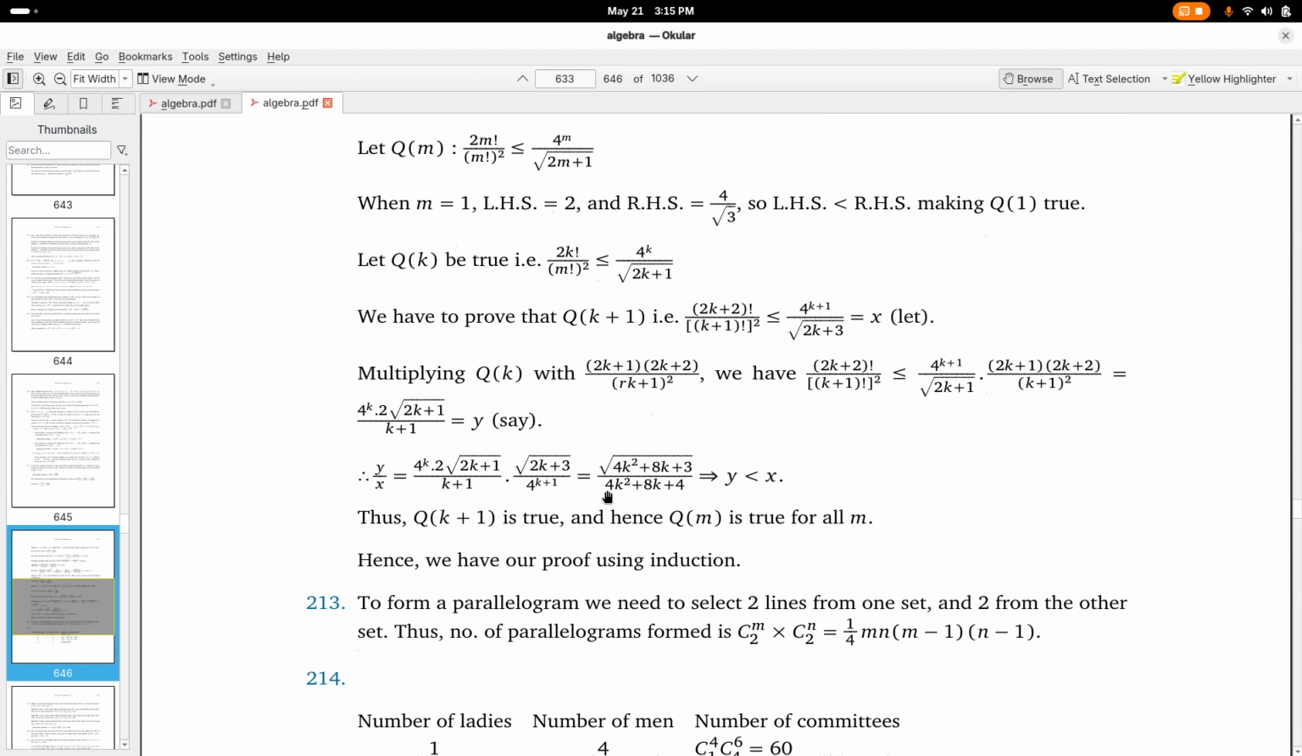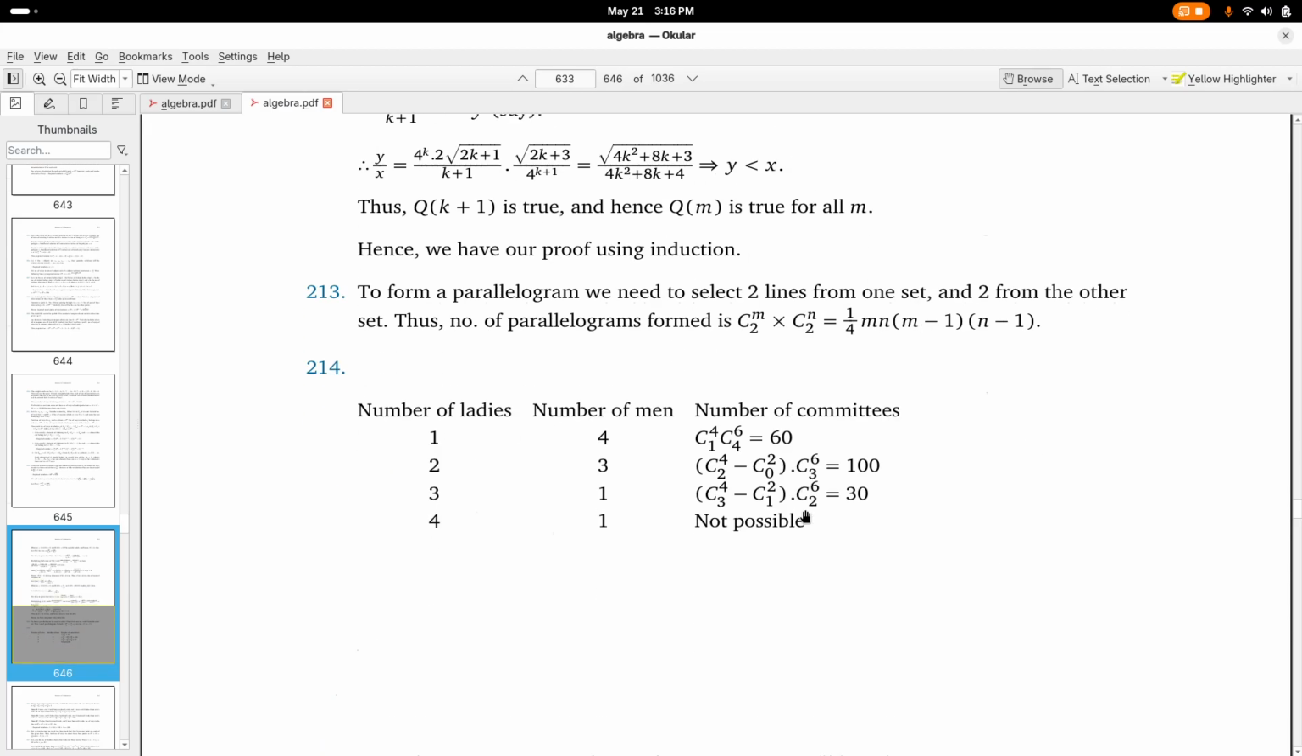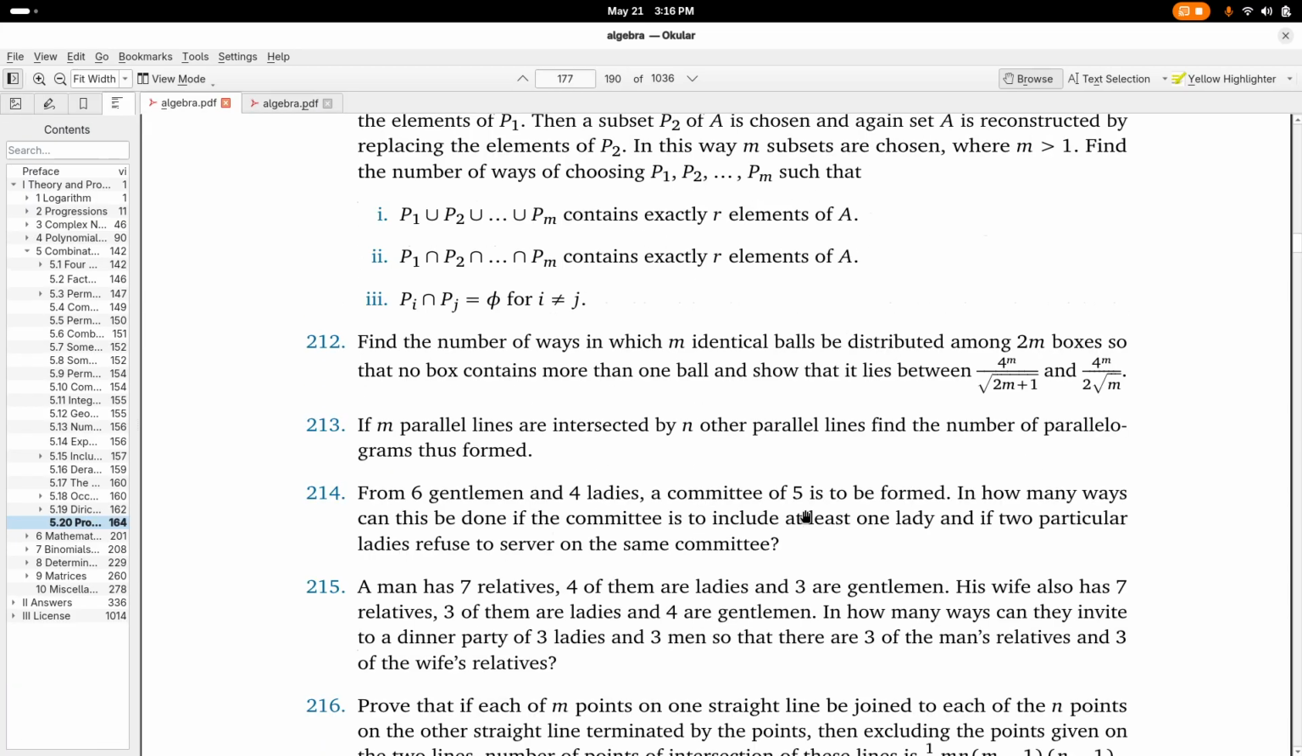There should be a square root here, okay? This is the square root of 4k plus 1 whole square. This is incorrect. There should be a square root over it. So we see that y is less than x, and thus qk plus 1 is true, and qm is true for all m. And that's how we have proved our requirement.